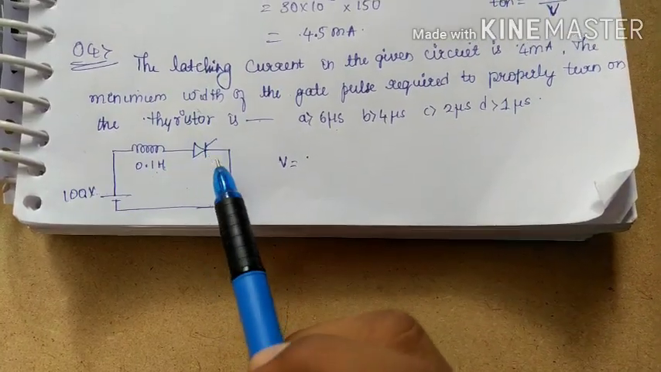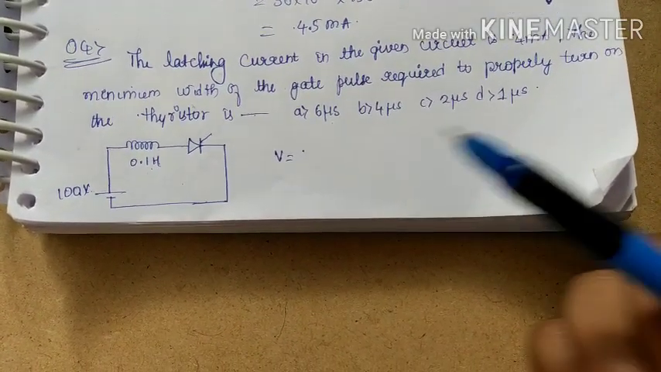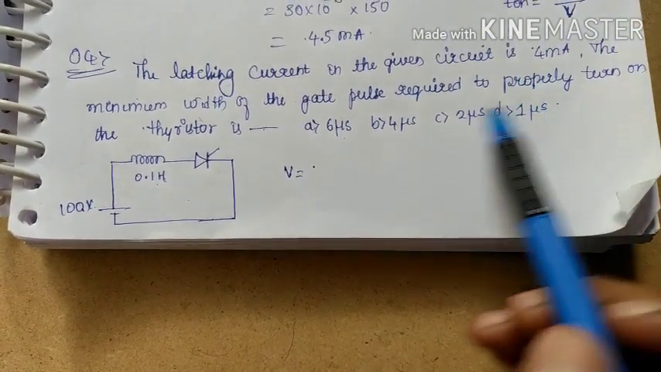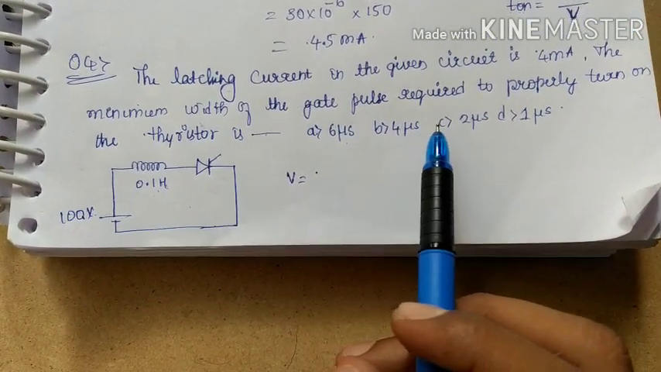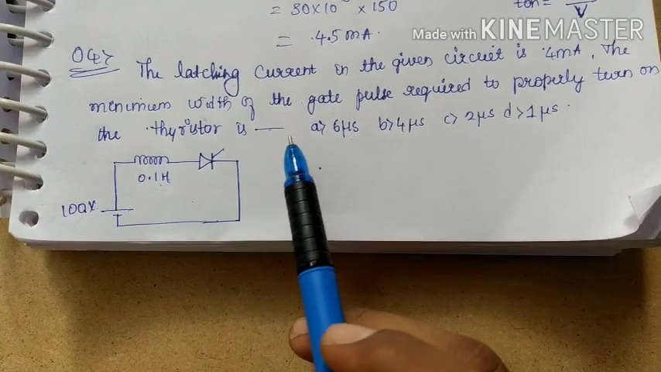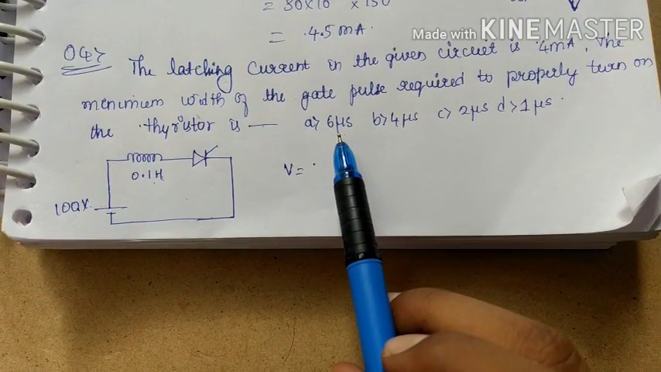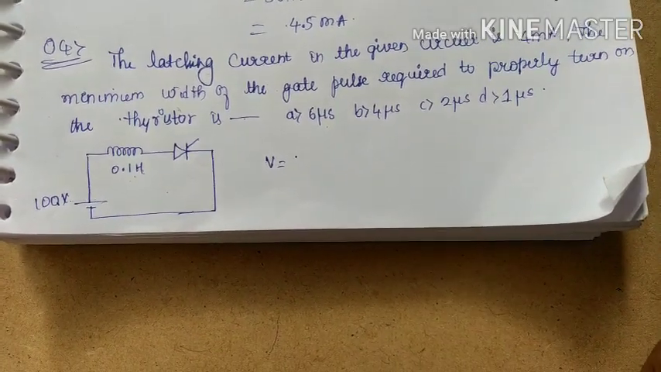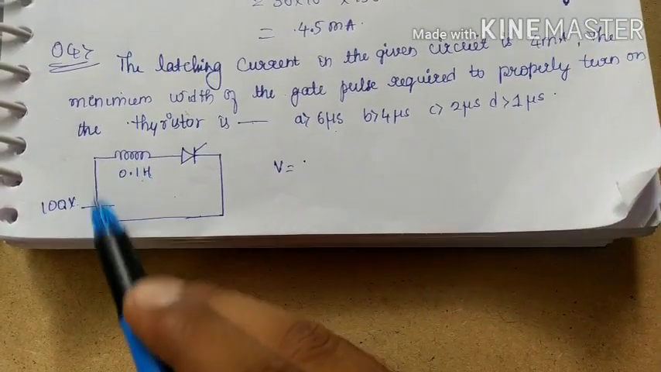Here is the next question. This question was asked in previous question papers of IES. The latching current in the given circuit is 4 milliamps. The minimum width of the gate pulse required to properly turn on the thyristor is dash. The options they have given are A 6 microsecond, B 4 microsecond, C 2 microseconds, D 1 microsecond. So here is the circuit.